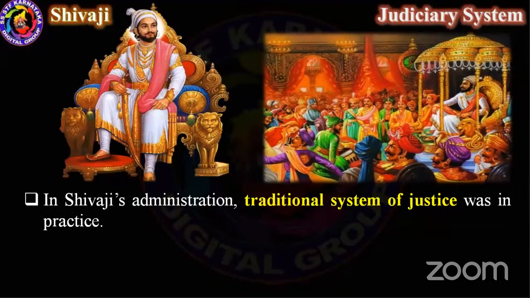Next, here we discuss the judicial system. In Shivaji's administration, a traditional system of justice was in practice. It means that, based on the Hindu religious scriptures, he was giving justice to the people.